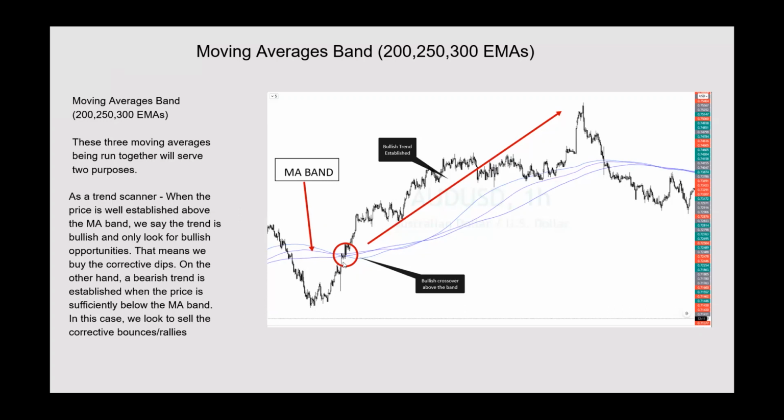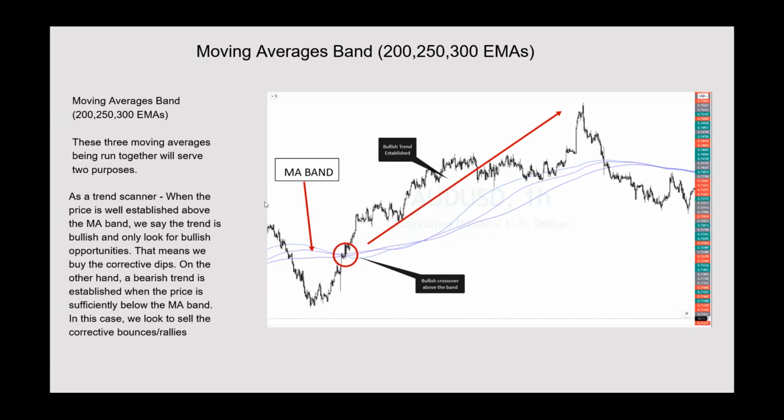The first thing you want to see the moving average do is help you determine the trend. How? If the price breaks above the band, it means we are in an upward trend and we are only going to be looking at buying opportunities. And when the price breaks below, we are looking at a downtrend and we are going to be selling. So that's the first thing, it helps us identify the trend.